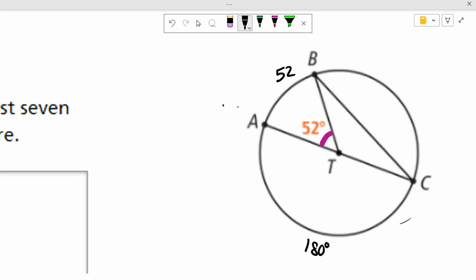What's left for BC? 128. So how big is this angle right here and here? 128. Now this is where we learn about inscribed angles. This and this are congruent because they're both radiuses of the circle, radii. Okay? And this is also a radius. So it makes what type of a triangle out of BTC? What type of a triangle is this called?